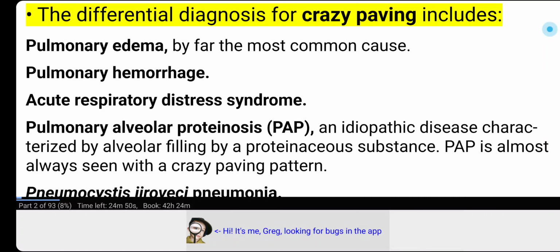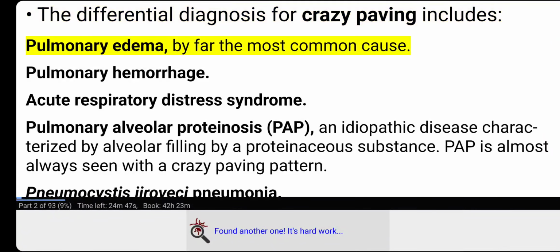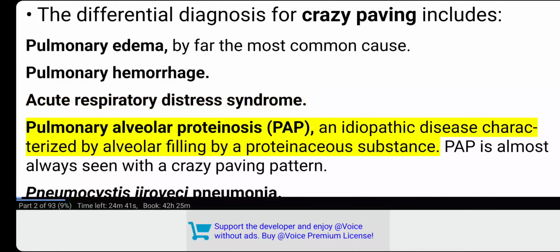The differential diagnosis for crazy paving includes pulmonary edema, by far the most common cause, pulmonary hemorrhage, acute respiratory distress syndrome, pulmonary alveolar proteinosis (PAP), an idiopathic disease characterized by alveolar filling by a proteinaceous substance.